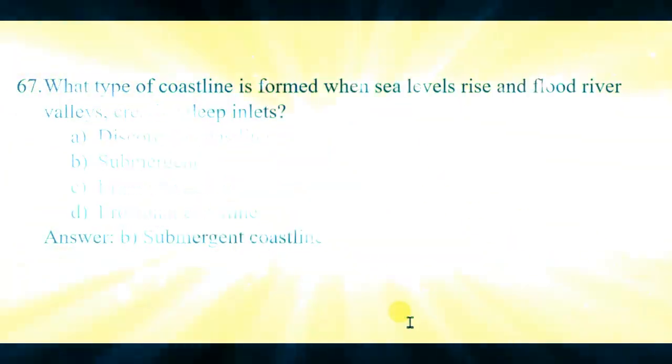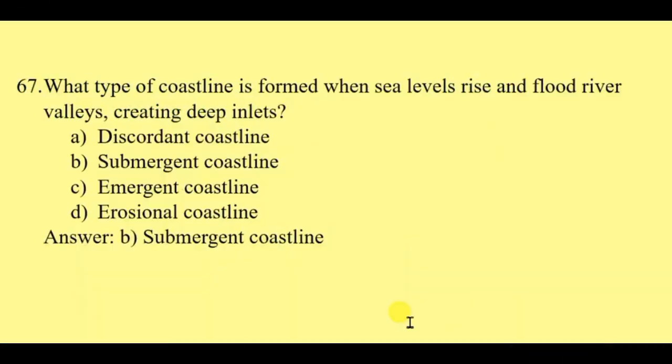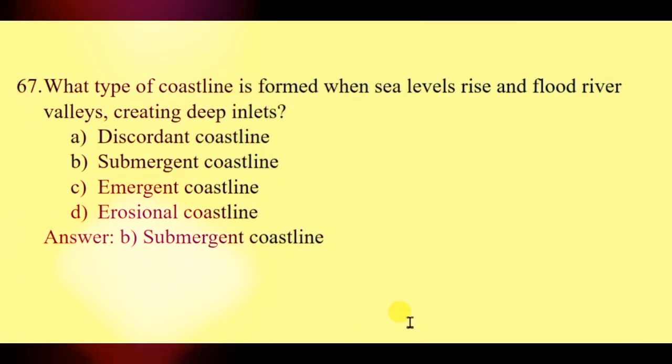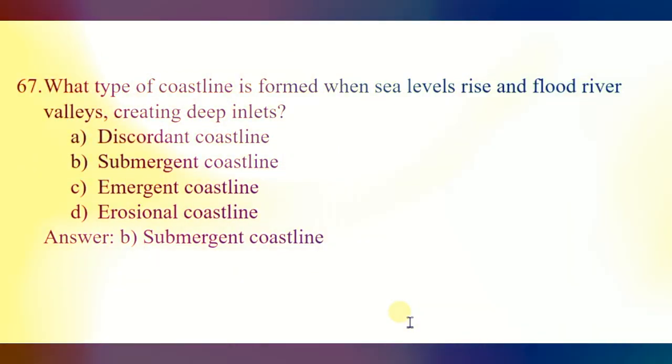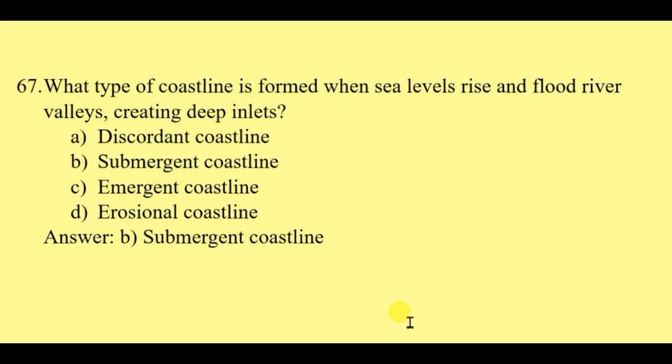Question 67. What type of coastline is formed when sea levels rise and flood river valleys, creating deep inlets? Discordant coastline, submergent coastline, emergent coastline, erosional coastline. Here the correct answer will be submergent coastline.